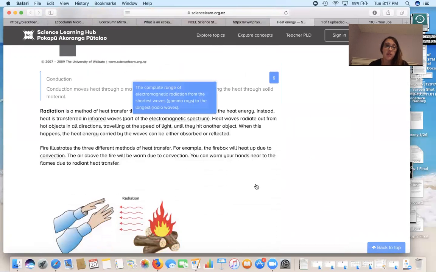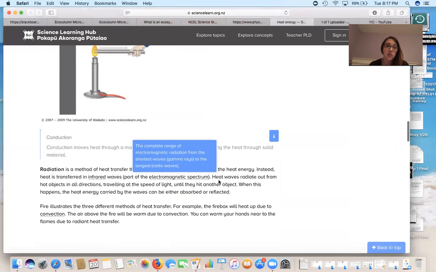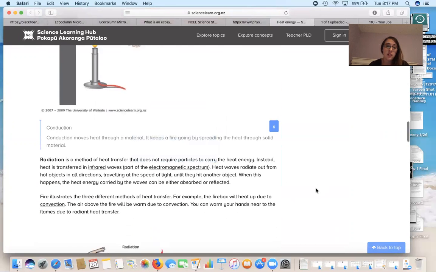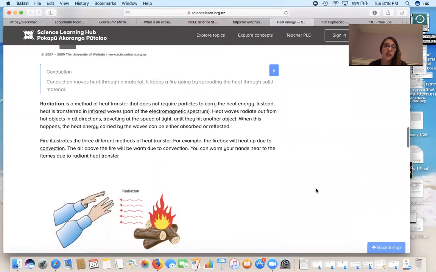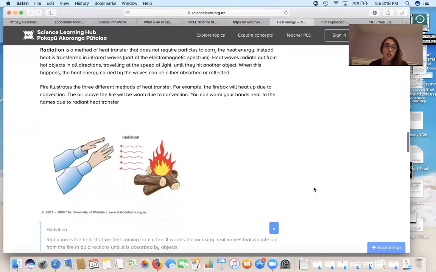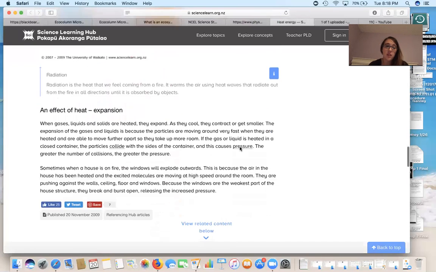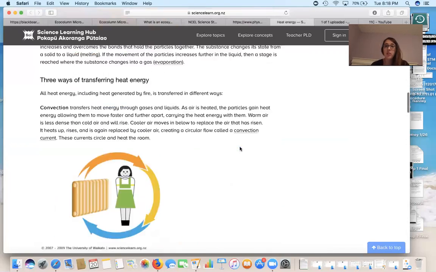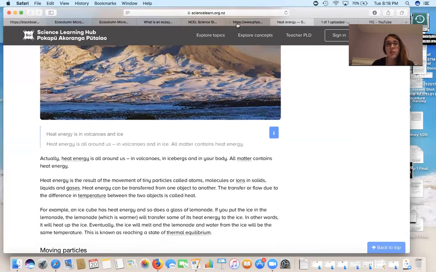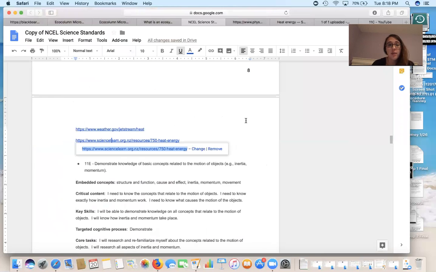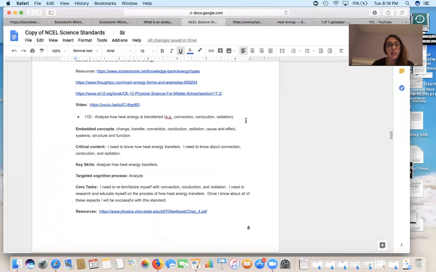Radiation is a method of transfer that does not require particles to carry the heat energy. So like the campfire. Okay, so those are good to review. You have some good visuals on these resources. And remember, 11D is to analyze how heat energy is transferred. So review your convection, conduction, and radiation to be successful with this standard.